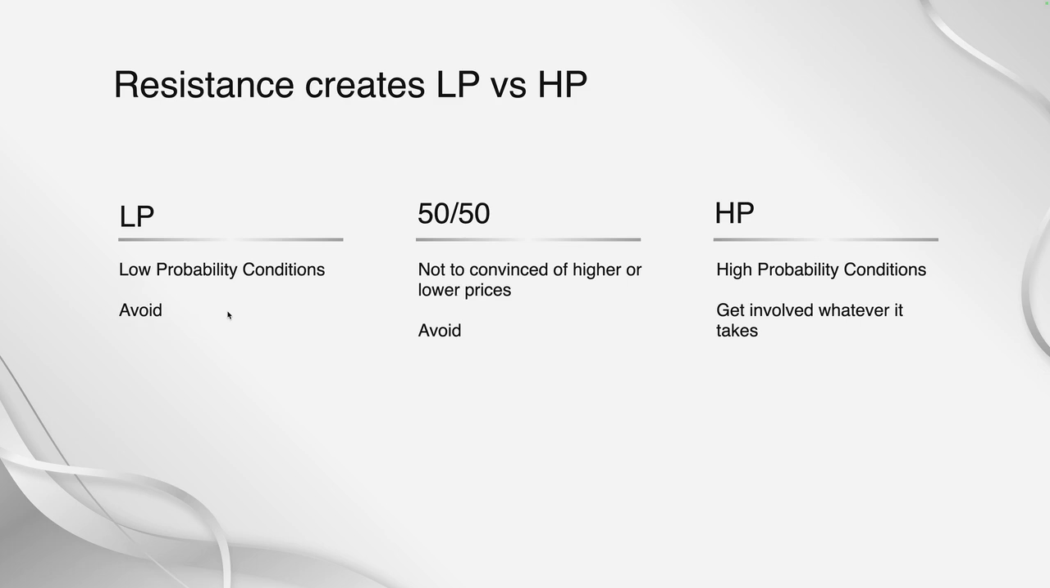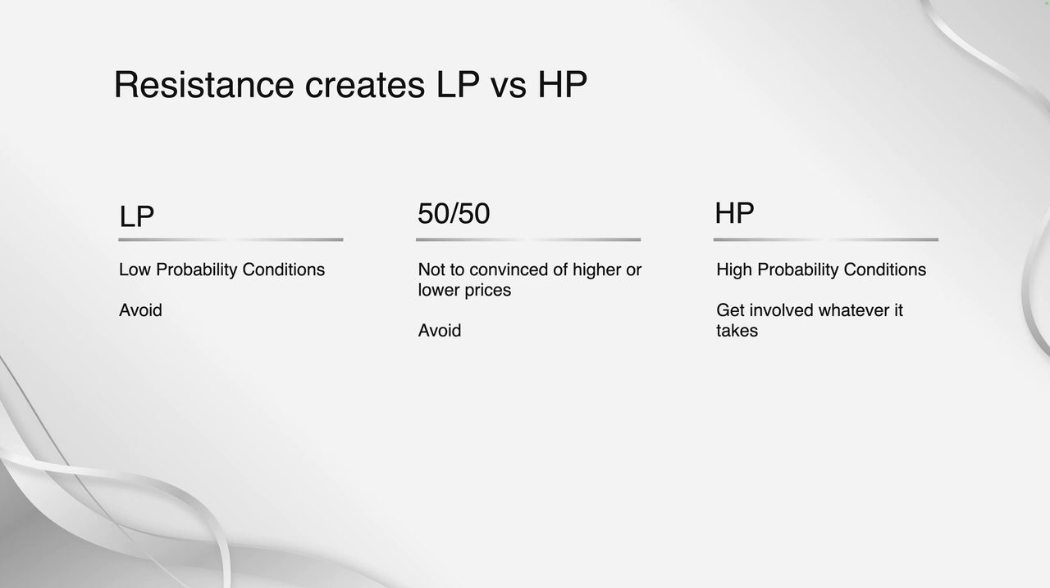What exactly are the different conditions here? Exactly what we're going to go over in the next few slides. Then we have 50-50. So that's in between the extremely low probability and the extremely high probability, where LP and HP are just two extremes. Now, 50-50 essentially means not too convinced of higher prices or lower prices. So a little bit in between, hence the name 50-50.